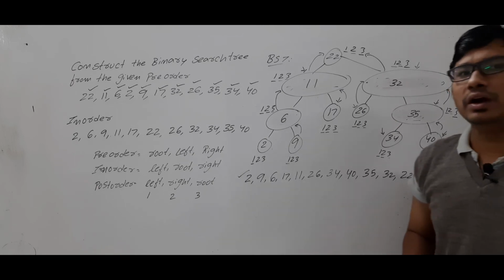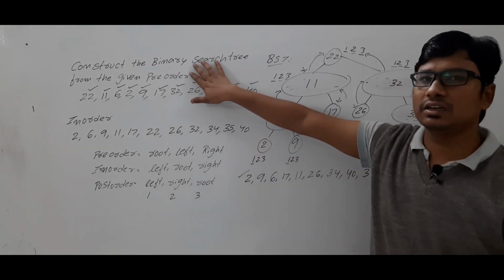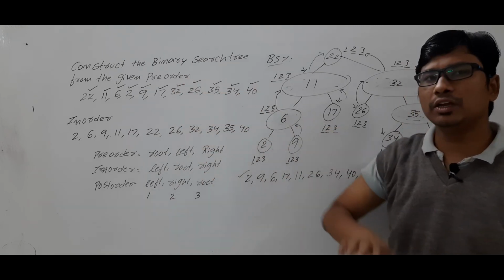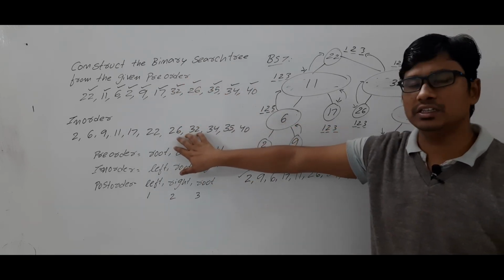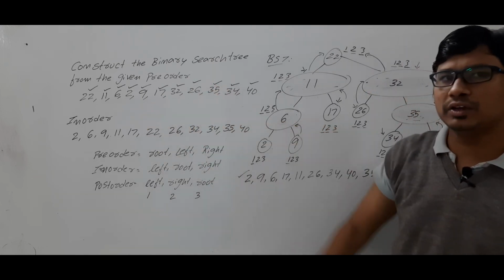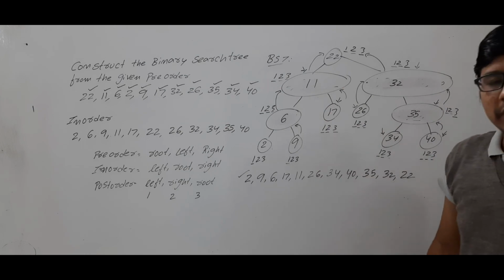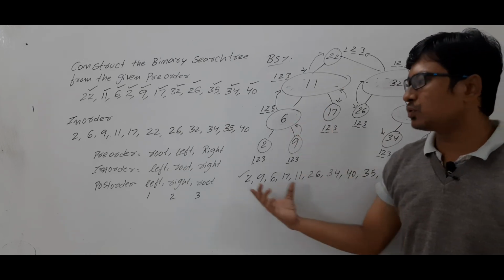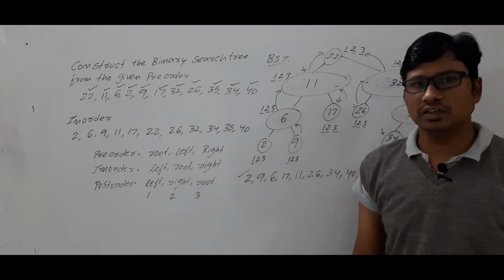So in this video I have discussed how to construct the binary search tree from the given pre-order. Once they give the pre-order, if you sort the elements in the increasing order, you will get the in-order. Using this in-order and pre-order, we can construct the binary search tree. Once we have constructed the binary search tree, we know the procedure to obtain the post-order traversal.